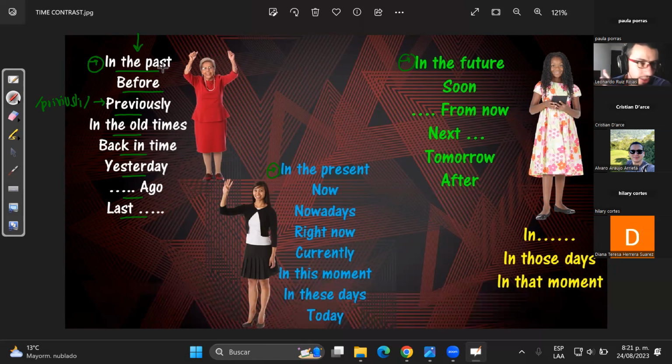In the past, it means in the past, not like en el pasado. Before, what's the meaning of before? Antes. Previously? Previamente, very good. In the old times, en los viejos tiempos, en los tiempos pasados, el tiempo de antes. Back in time, tiempo atrás, that's it, very good.